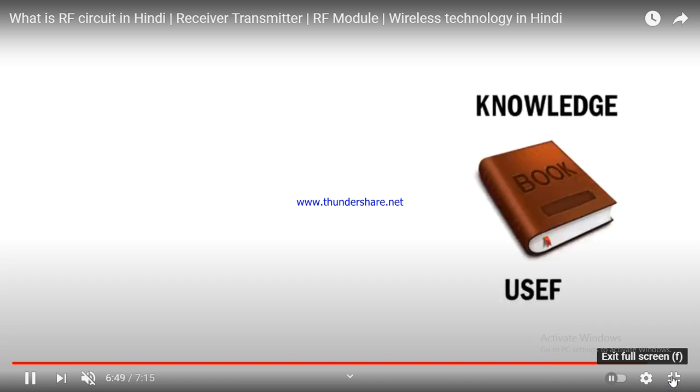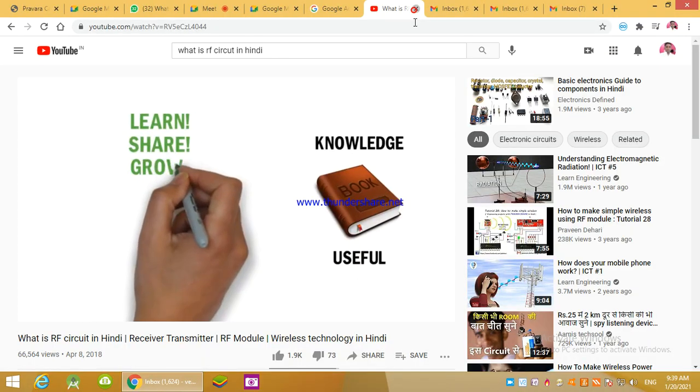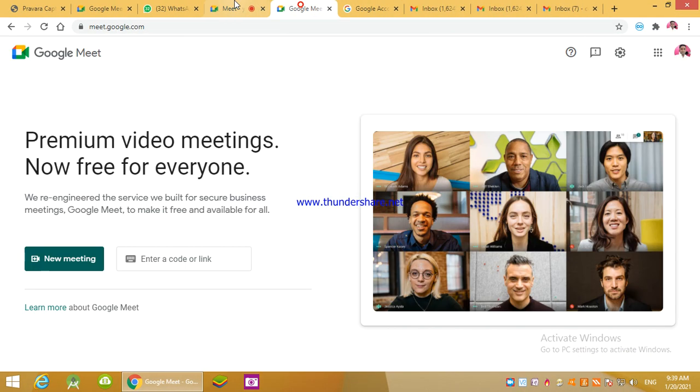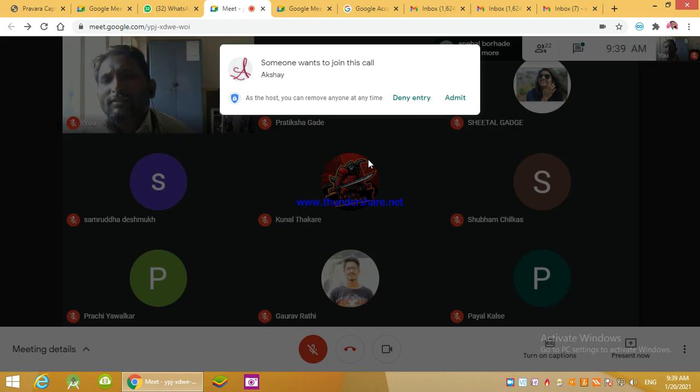This is nothing but the demonstration of radio frequency. Transmitter and receiver: when we combine these two words, it becomes transceivers. Transceivers, right?